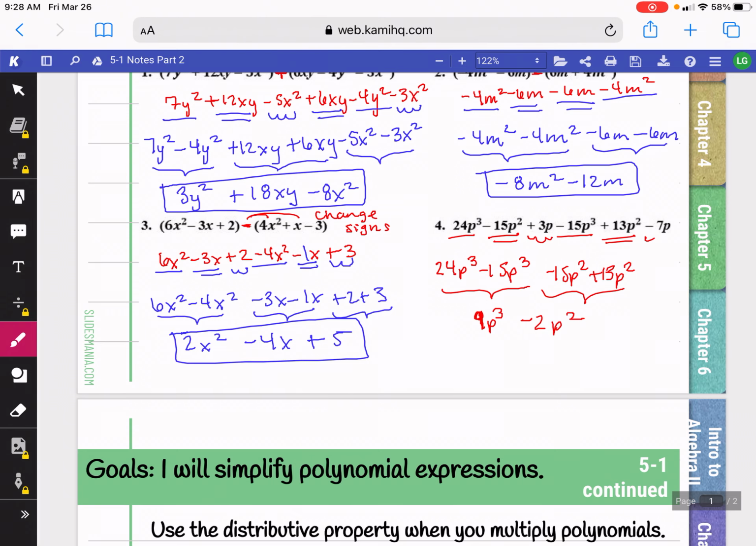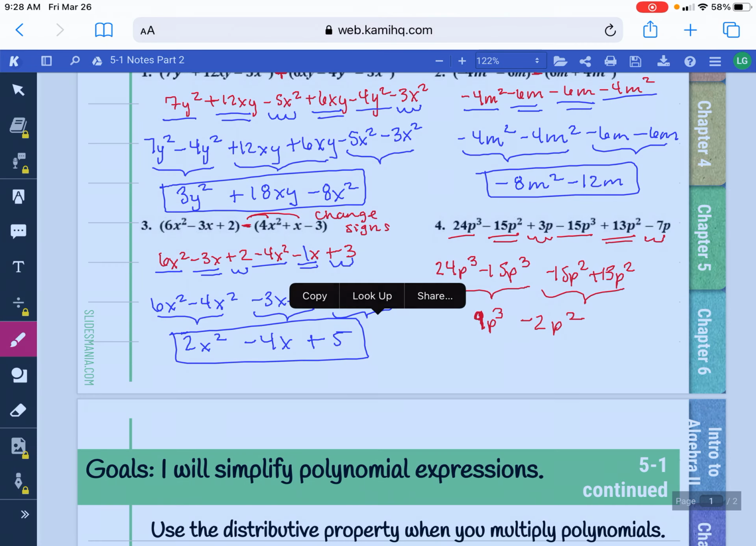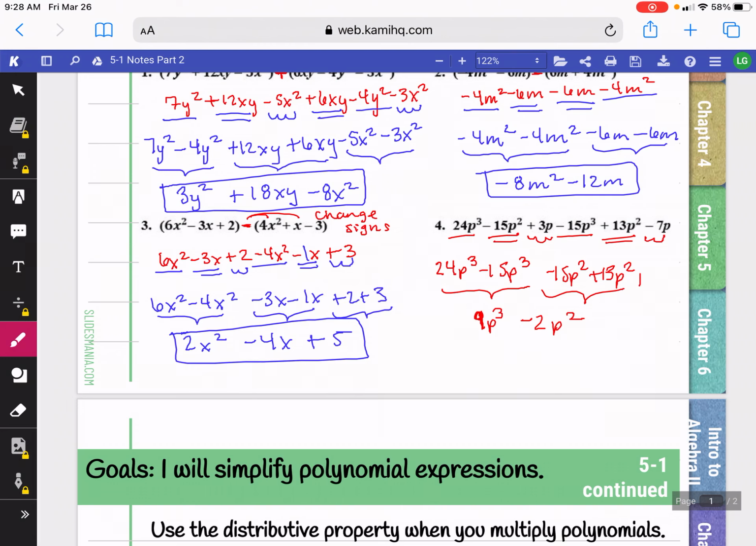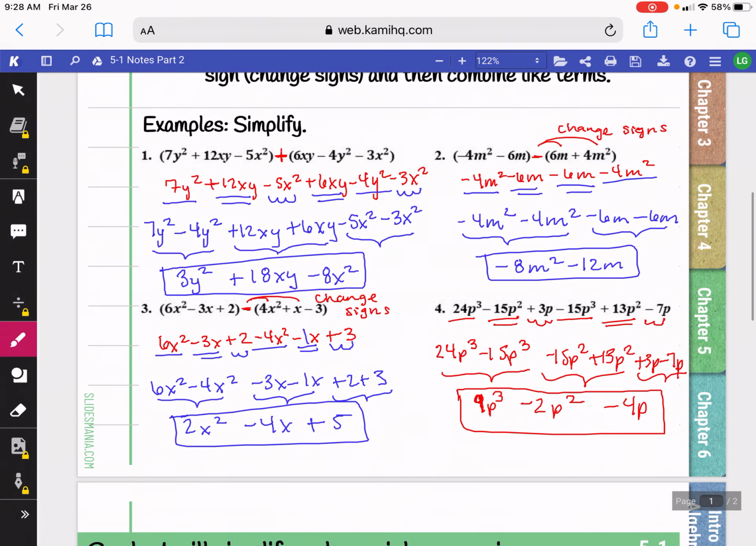And then 3p can go with minus 7p. And those combine to form negative 4p. So addition and subtraction is real simple. You're mainly combining like terms, which are the same variables or letters to the same power. If it's subtraction, you need to distribute that minus sign, which changes the signs of the second parentheses.